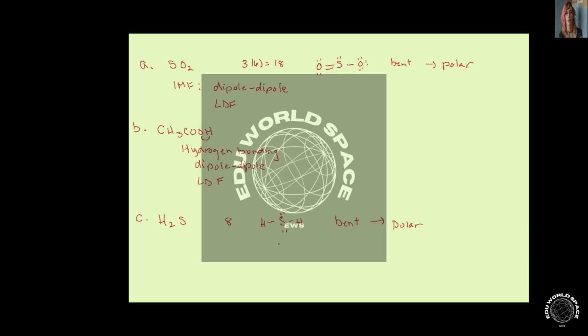So this will have dipole-dipole. And again, it will have LDF. And it's important to say that it will not have hydrogen bonding, because in order for hydrogen bonding to occur, you have to have a hydrogen that's bonded to an F, O, or N, not a sulfur. So this will not have hydrogen bonding, but it will have dipole-dipole and LDFs.